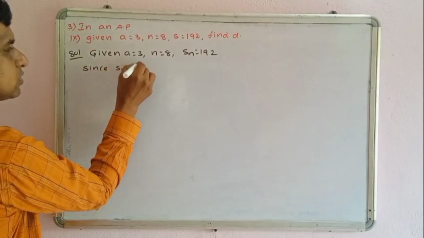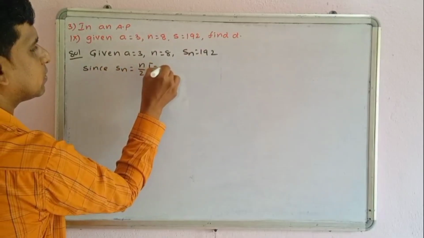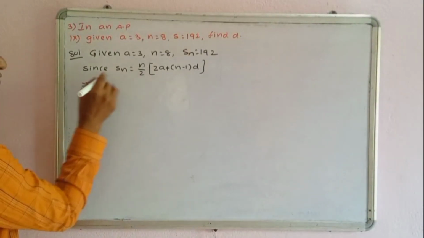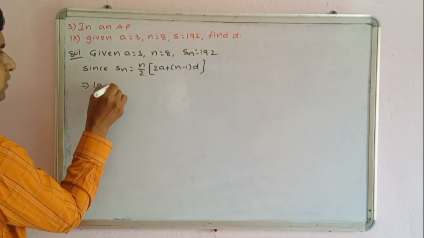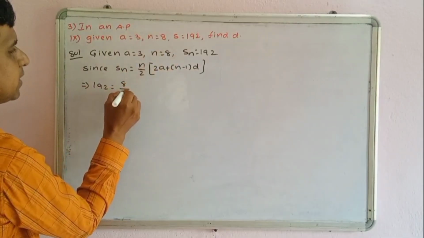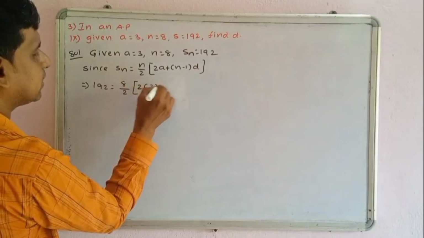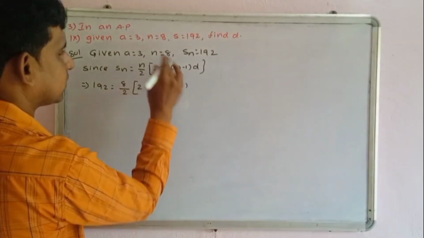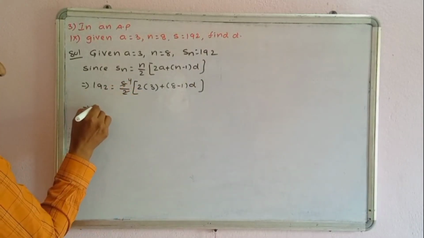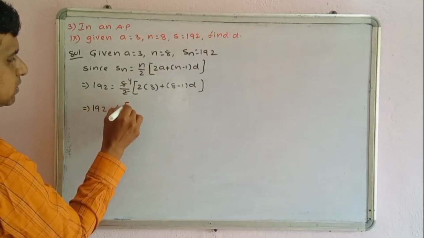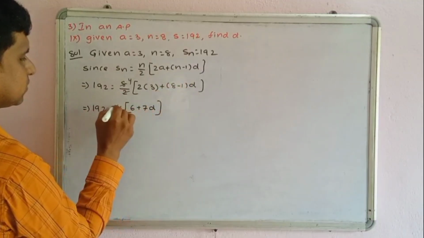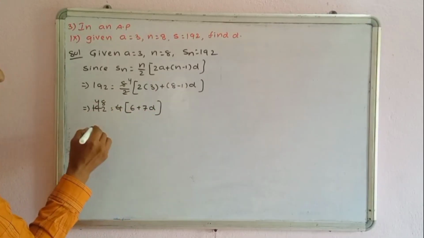Since Sn equals to, what is the formula? n by 2 into 2a plus n minus 1 into d. What is the value of Sn? 192 equals to, here n value is 8. 8 by 2 into 2a, a value 3, plus 8 minus 1, n minus 1 into d. So 192 equals to 4 times 2 3s are 6, 8 minus 1 is 7, d. So 4 times 8 is 32.